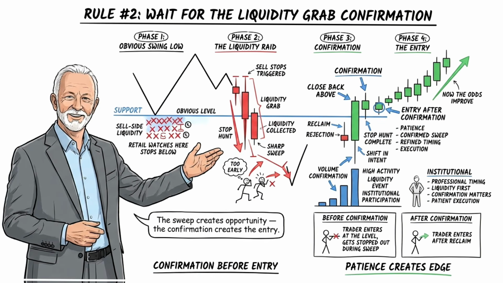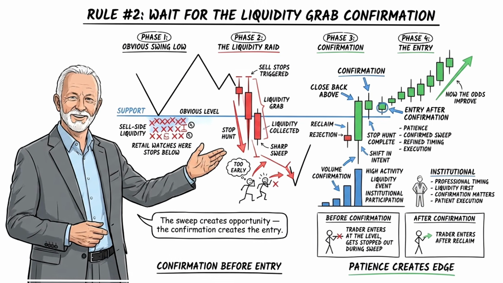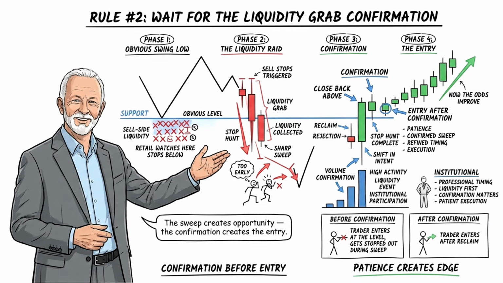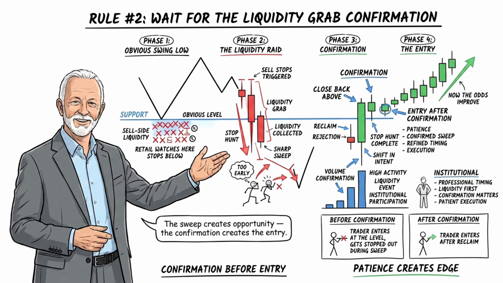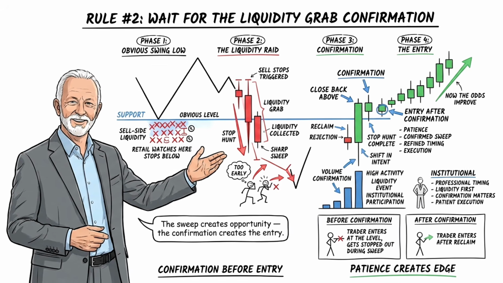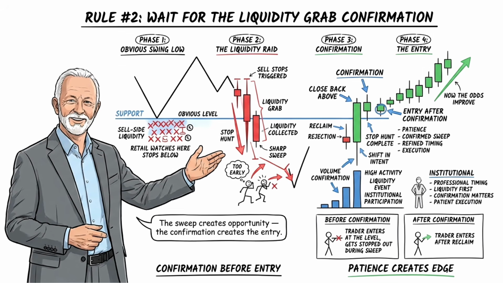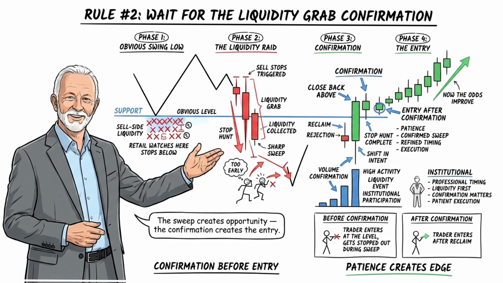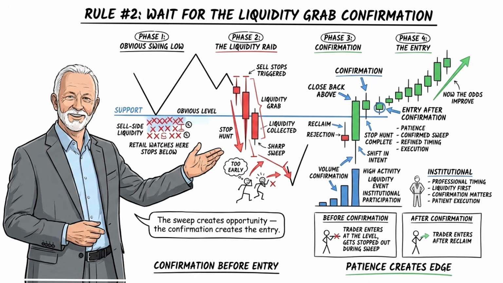Rule number 2, wait for the liquidity grab confirmation. Don't enter at the swing low or swing high. Wait for the raid to complete. You're looking for a sharp wick below the level, followed by a close back above it on significant volume. That's the signature of a stop hunt completing. The entry is after confirmation, not before.